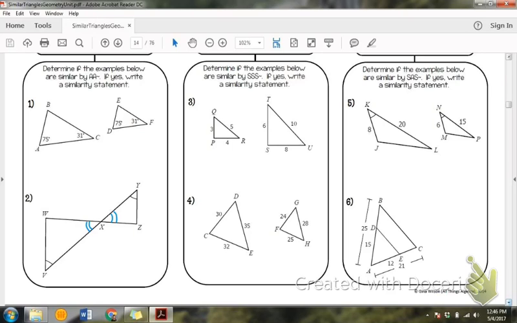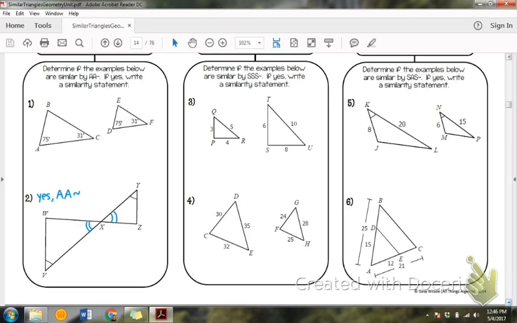So we can say yes, by angle, angle, similarity. And you need to put the similarity symbol because when we get into side, side, side, and side, angle, side, that can be similar or congruent. So you want to make sure that you're specific.